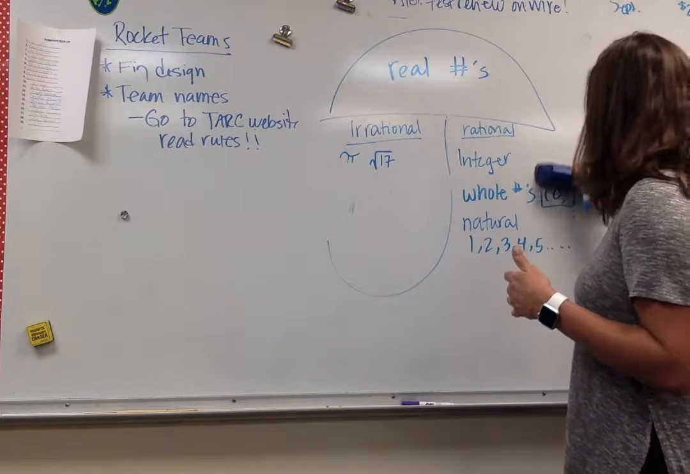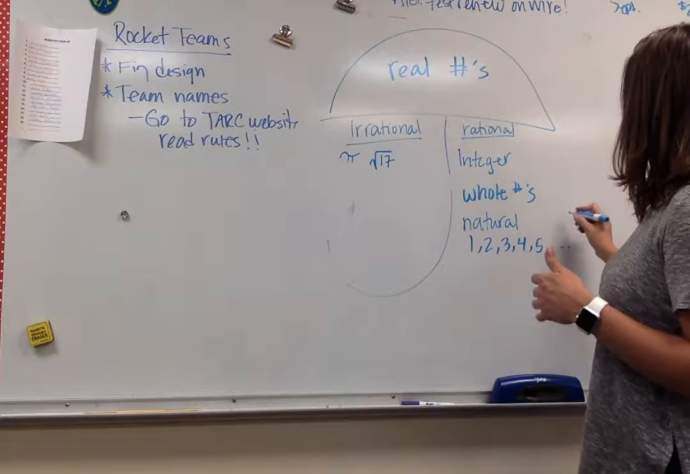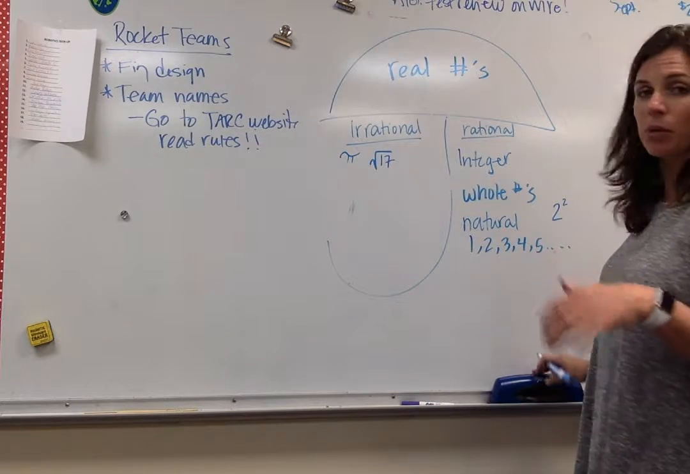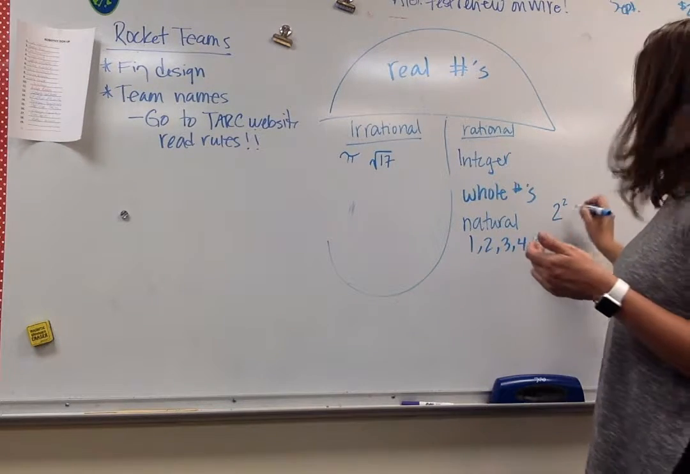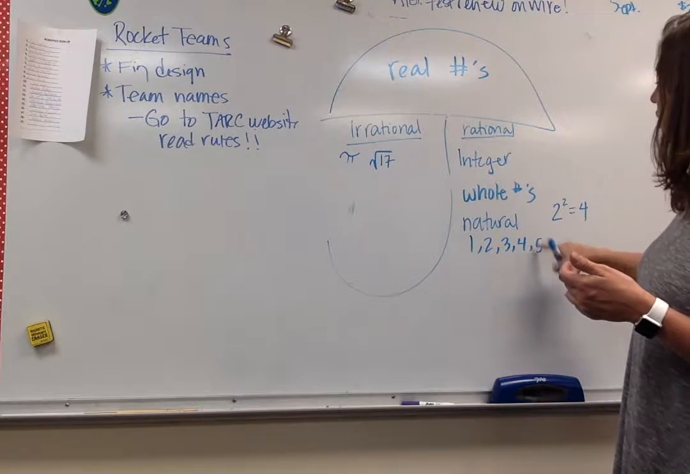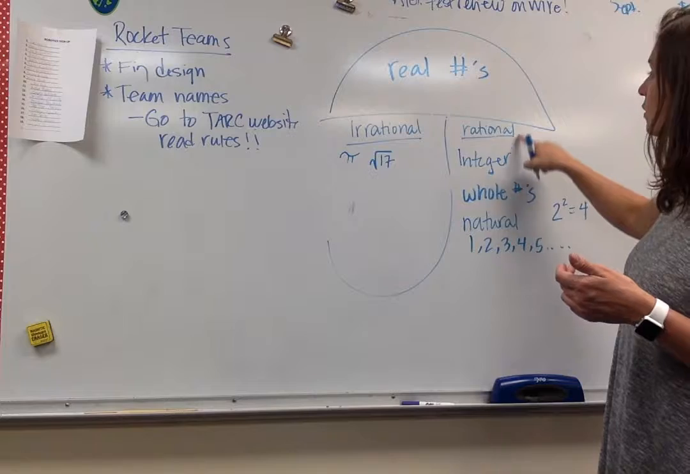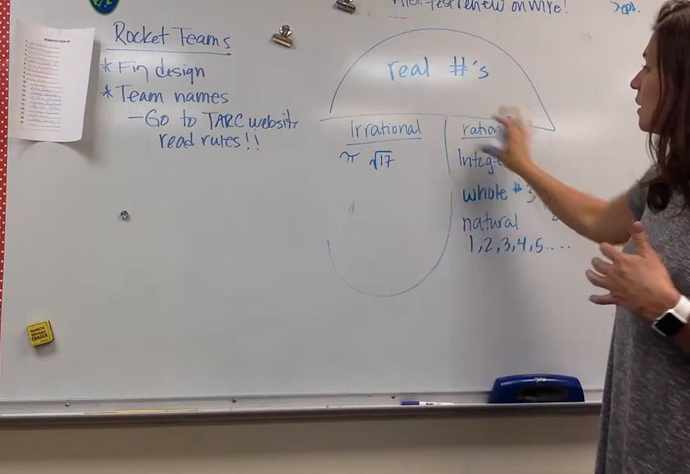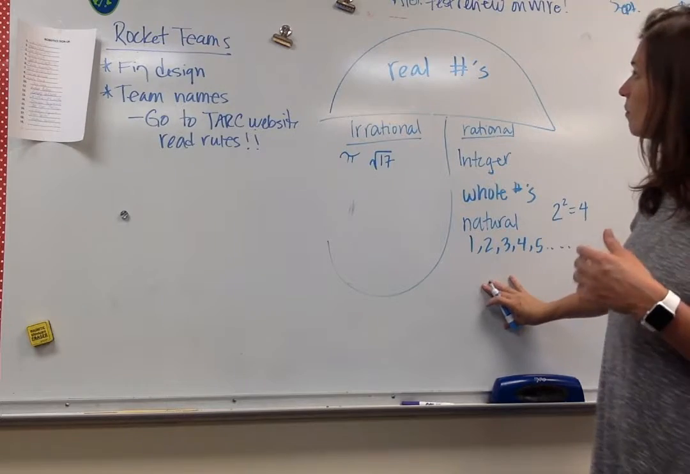So, if I ask you, to what system does 2 squared belong? Well, what is 2 squared? 2 squared is 4. So 4 is a natural number, it's a whole number, it's an integer, it's rational, and it's real. Okay? So hopefully you see the difference between these two. All right.